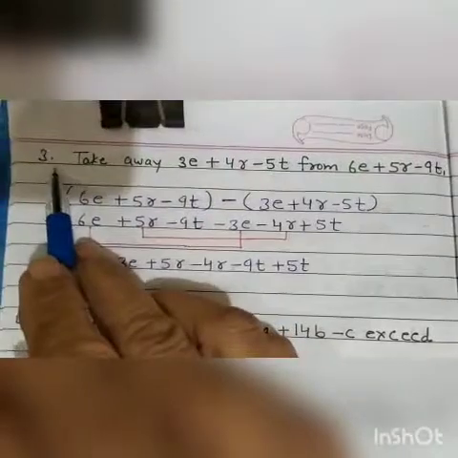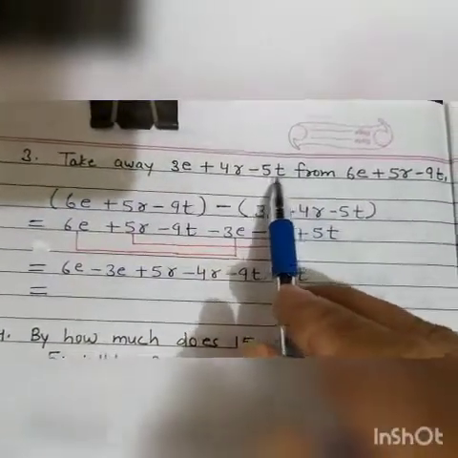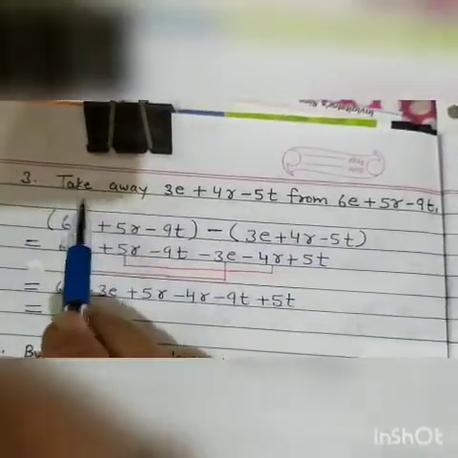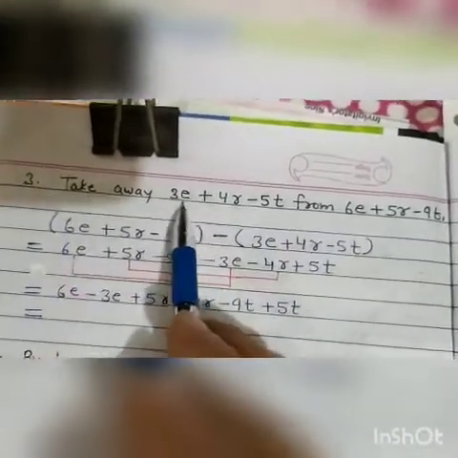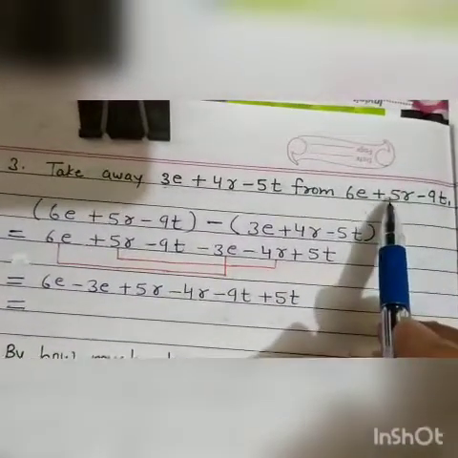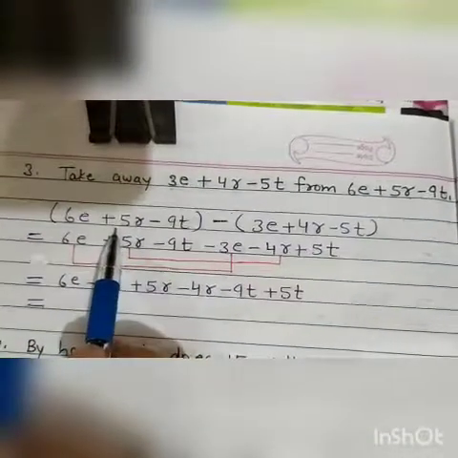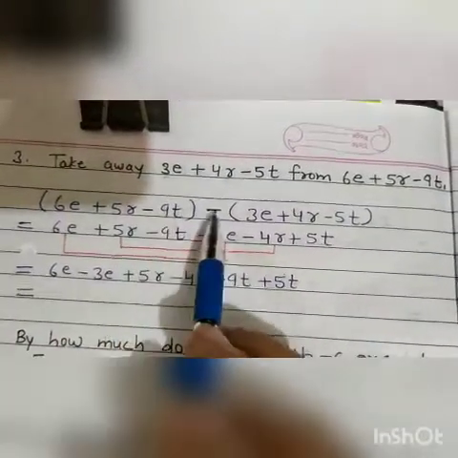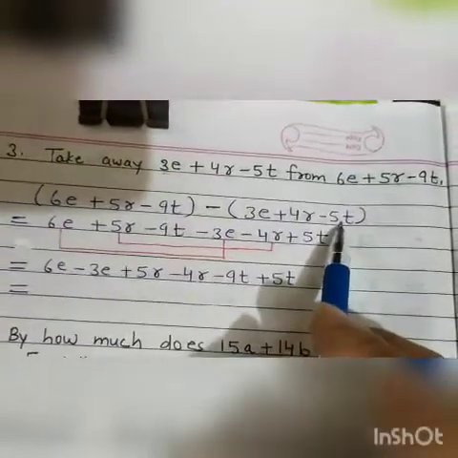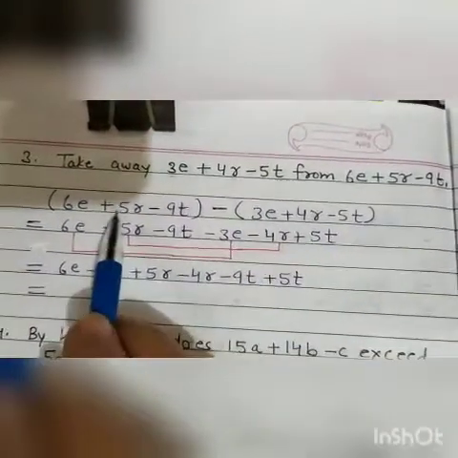Next question number 3. Take away 3e plus 4r minus 5t from 6e plus 5r minus 9t. Take away means subtract. We have to subtract this expression from this one. So we will write this expression first. 6e plus 5r minus 9t minus 3e plus 4r minus 5t. Because we have to subtract this expression from this one.